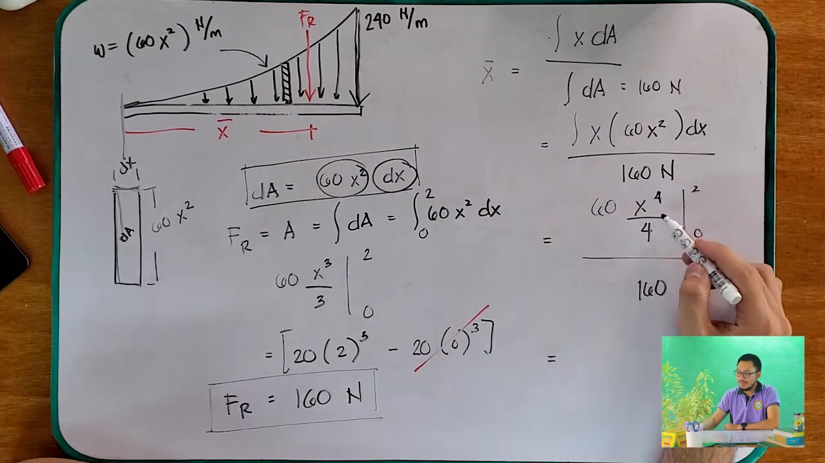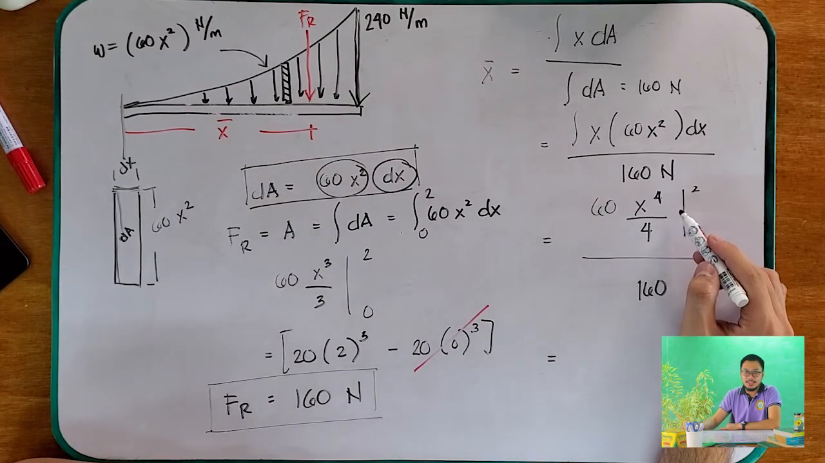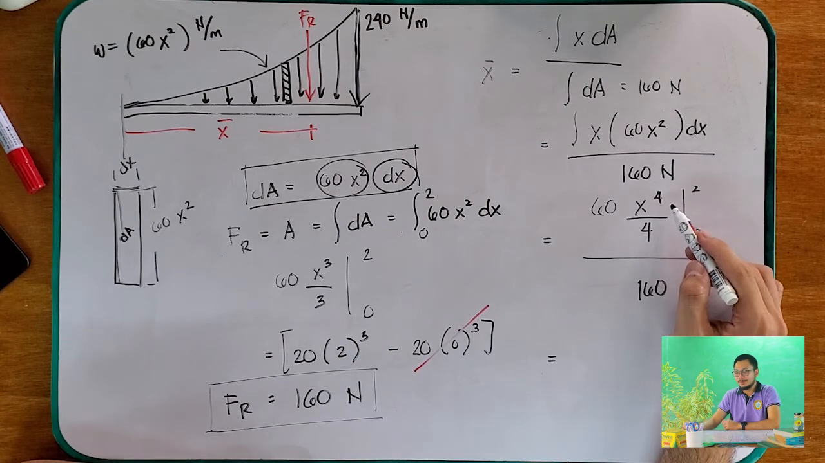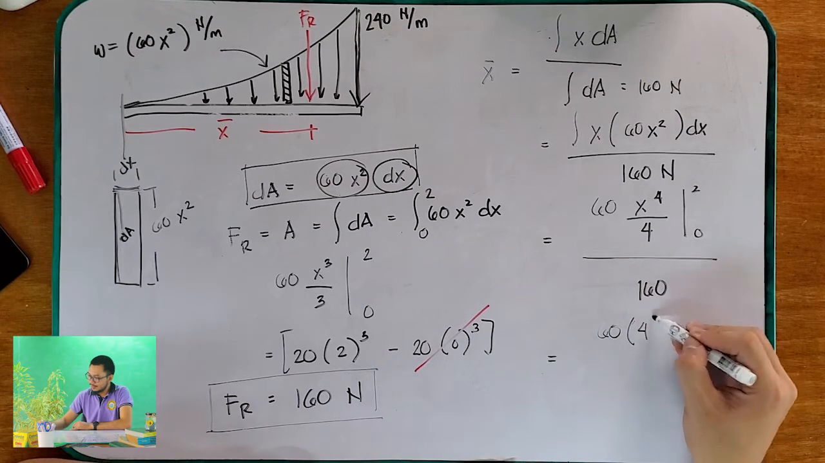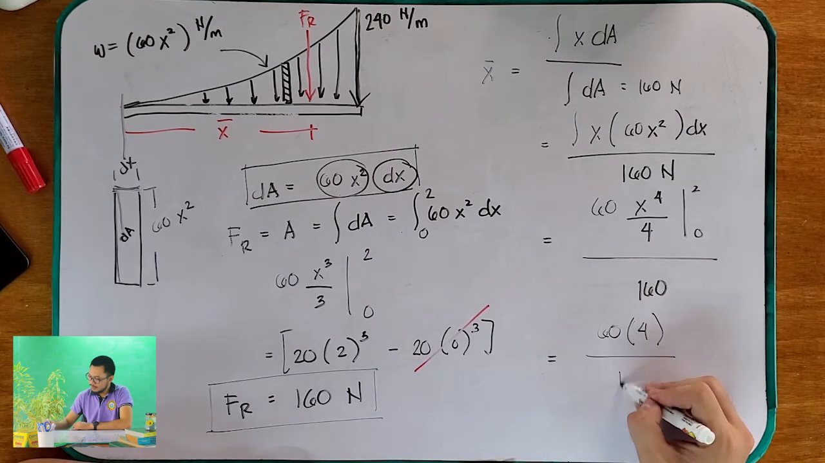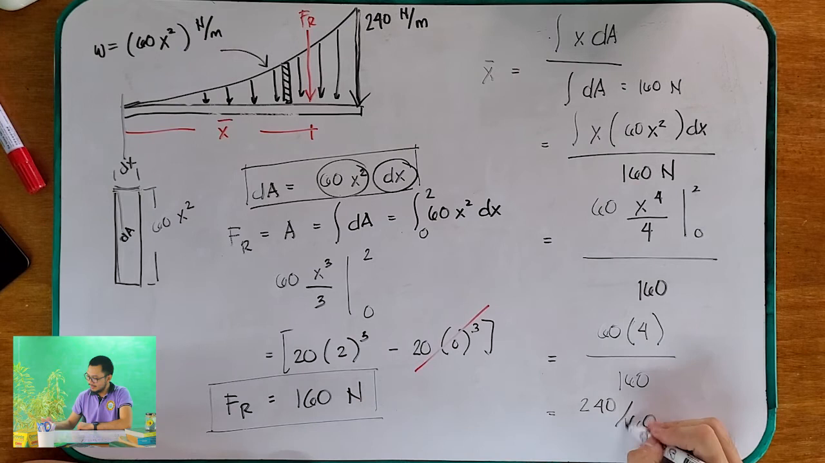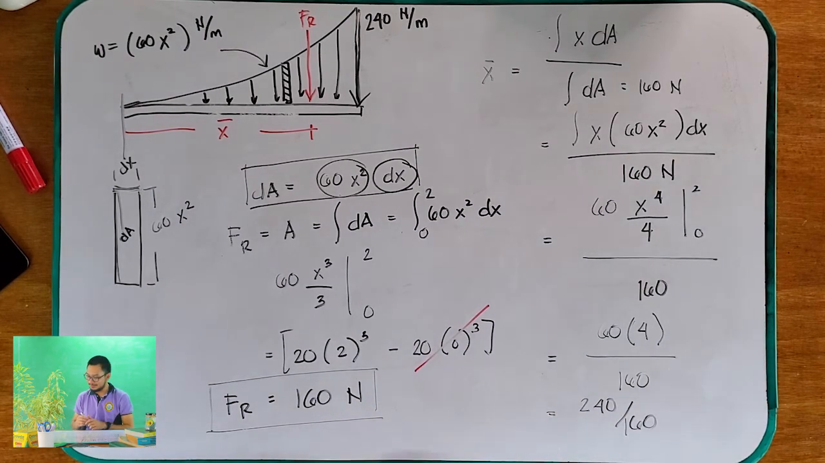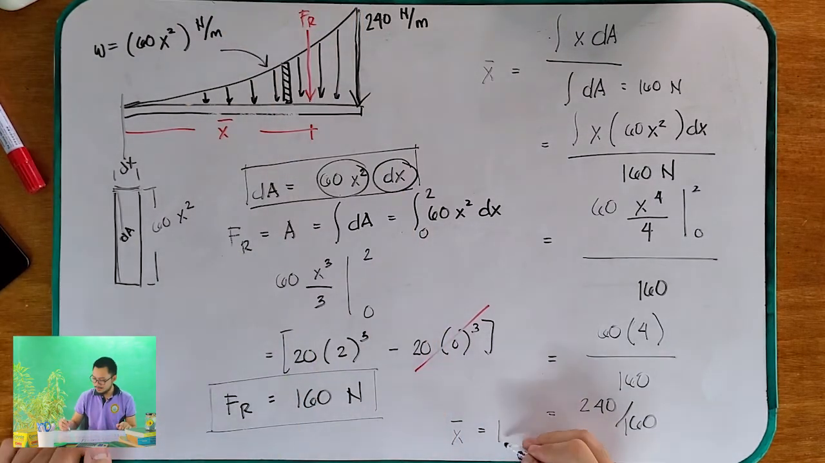Let's go straight to it. 2 to the power of 4: 2 times 2, 4. 4 times 2, 8. 8 times 2, 16. 16 divided by 4, 4. So, this is 60 times 4 over 160. 6, 12, 18, 24, 240. Divided by 160, that is, your x bar is equal to 1.5 meters. This is just basic.